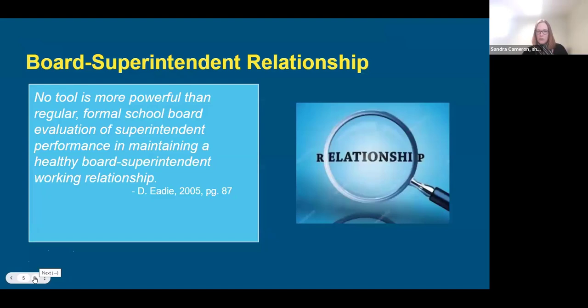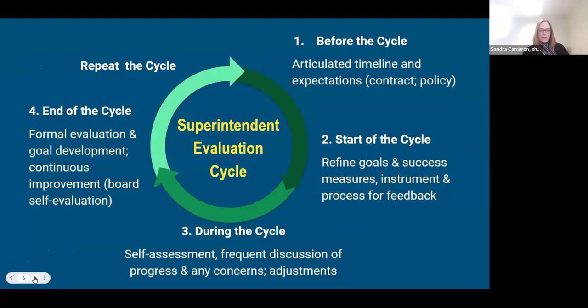The evaluation is done with the superintendent, not to the superintendent. It's the result of reviewing data and honestly discussing strengths and areas for improvement. The board should model the behavior it expects of its superintendent and of all district employees and ensure that the superintendent receives fair, honest, and meaningful feedback through the performance review. The superintendent's evaluation is an important part of continuous improvement.